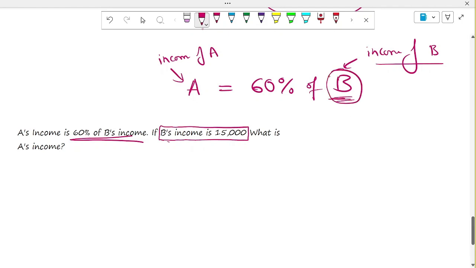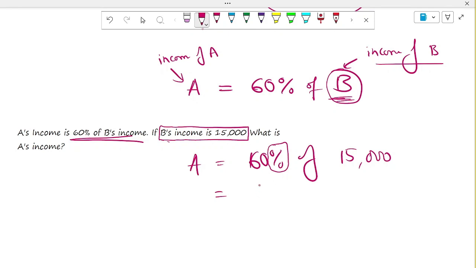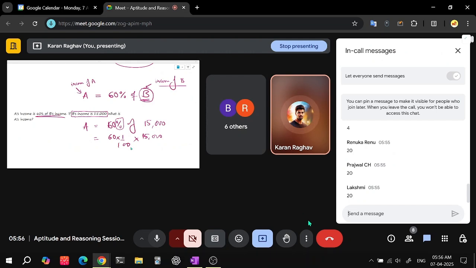In this place you can write 15,000 now. So A will be equal to 60% of 15,000. So this will be equal to what? As you know, this percentage can be removed by replacing it with 1 by 100. 1 by 100 of 60 into 15,000. So just try to find the answer and tell me what is the answer. This will give you the income of A.